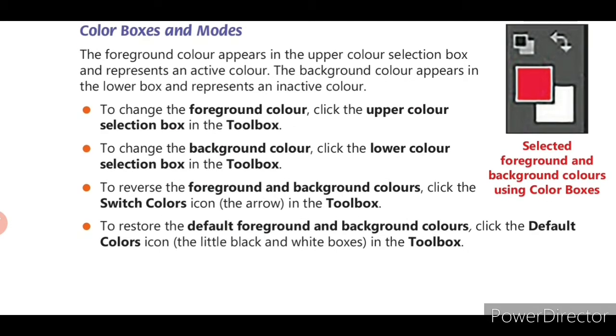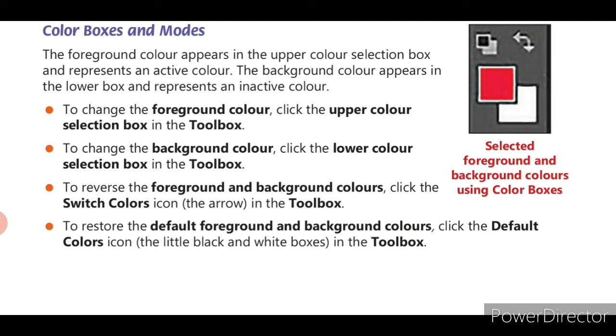Okay, so to change the foreground color, click the upper color selection box in the toolbox. To change the background color, click the lower color selection box in the toolbox. To reverse the foreground and background colors, click the switch colors icon in the toolbox, right? So in order to change the foreground color, we can simply click the upper color selection box in the toolbox. To change the background color, you can click the lower color selection box in the toolbox, right? To reverse the foreground and background colors, we can select the switch colors icon.